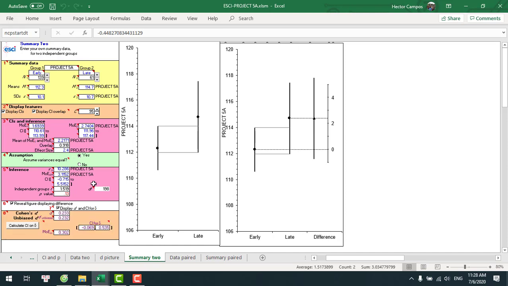Cohen's d is calculated based on the effect size, in this case 2.4, divided by the standard deviation of the whole data. In this case it would be what we call the pooled standard deviation, which is 10.286. As you can see here, we get that the Cohen's d value is 2.33, and the unbiased d, which takes into account the degrees of freedom, is 2.32, and that is going to be then Cohen's d.